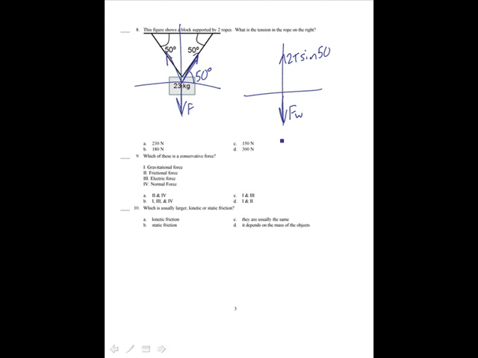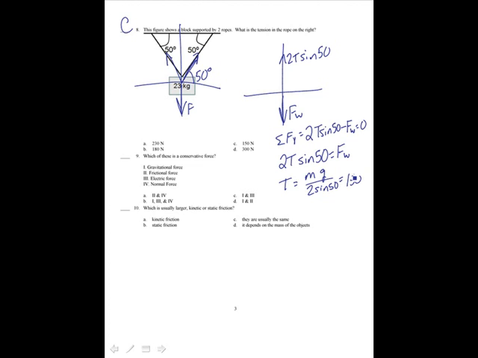It's not moving in the y direction, so I can say the sum of the forces in the y is 2t sine of 50 minus Fw equals 0, so 2t sine of 50 equals Fw, solve this for t, that's mg over 2 sine of 50. M is 23 times 9.8, which is g, divided by 2, divided by sine of 50. See, I get 150 newtons. Number 8 is C.